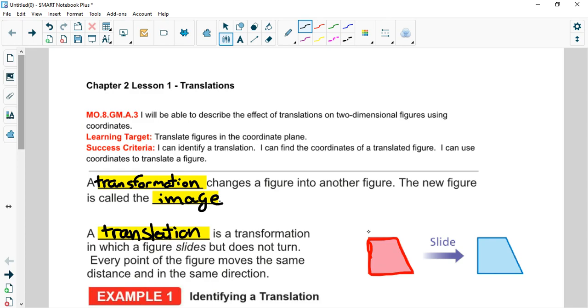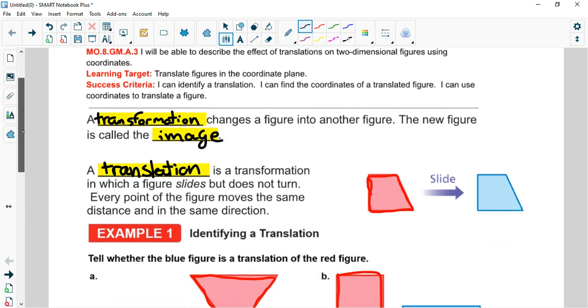Your success criteria. I can identify a translation. I can find the coordinates of a translated figure. I can use coordinates to translate a figure. Let's go ahead and begin.